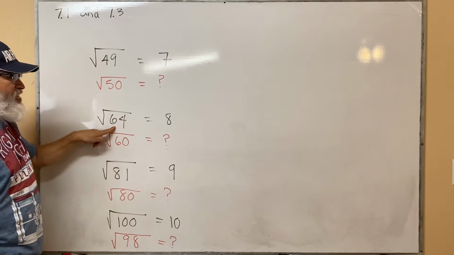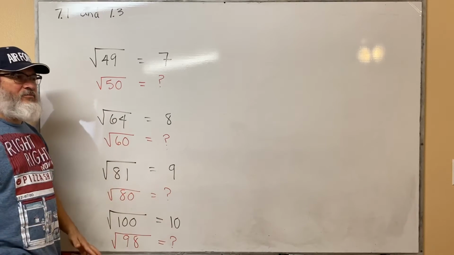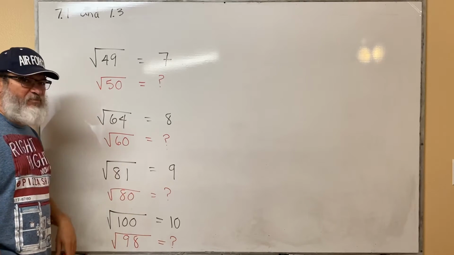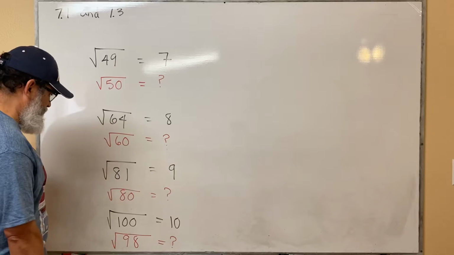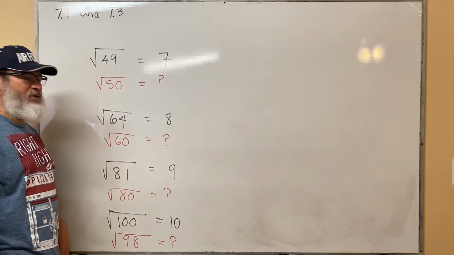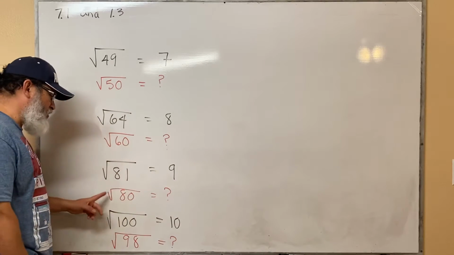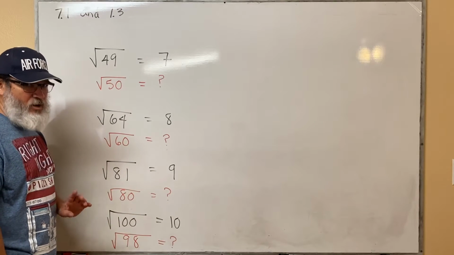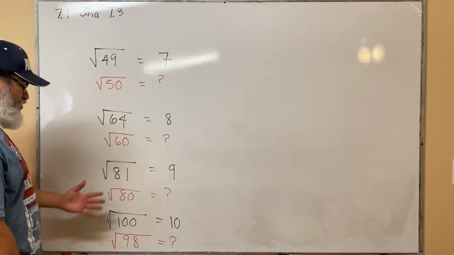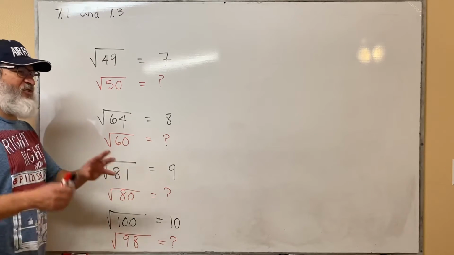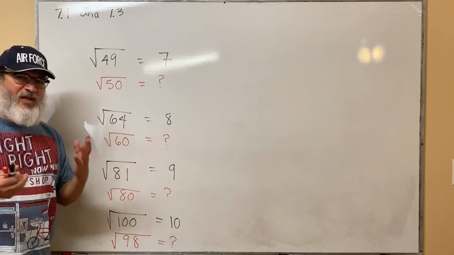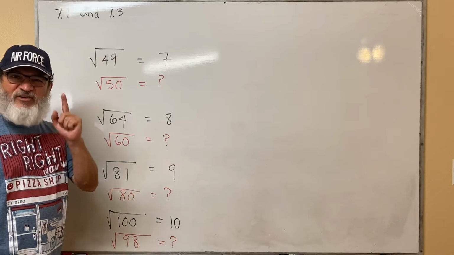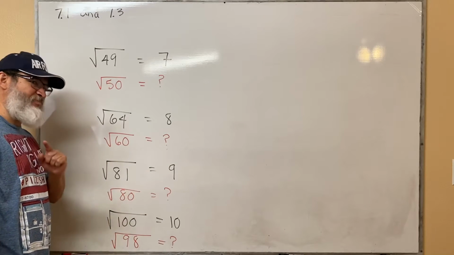Look at this radicand, 64. The square root of 64 is 8, because that's a perfect square. But the square root of 60, we stumble because 60 is not a perfect square. The square root of 81 is 9, because 81 is a perfect square, but the square root of 80, we stumble because 80 is not a perfect square. The square root of 100 is a perfect square, so with confidence we answer, but the square root of 98, we stumble because 98 is not a perfect square. That's the problem.